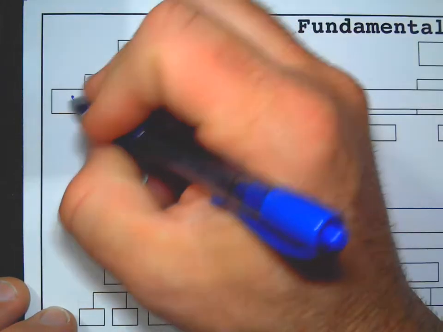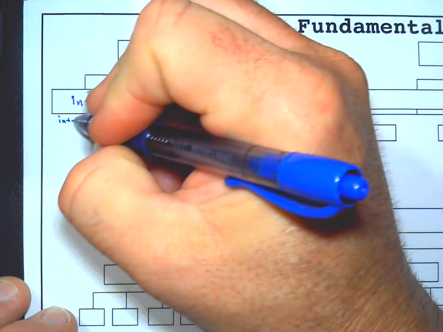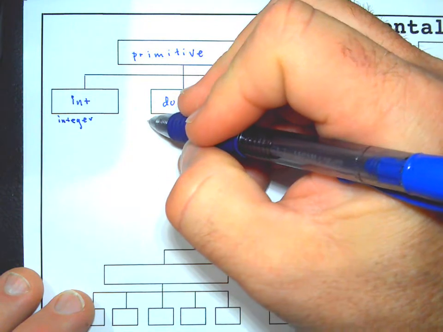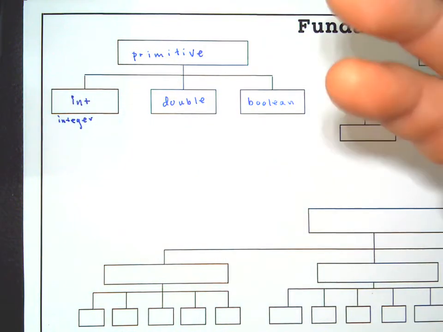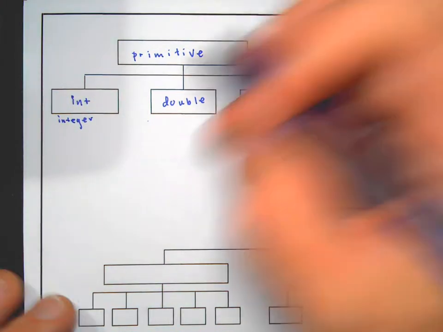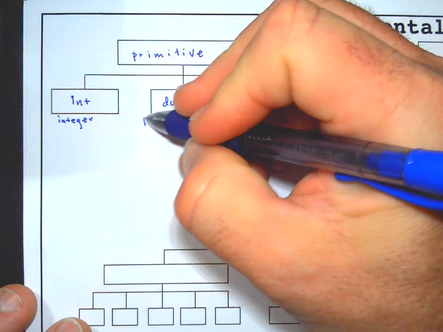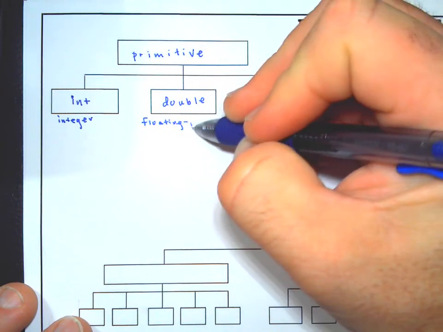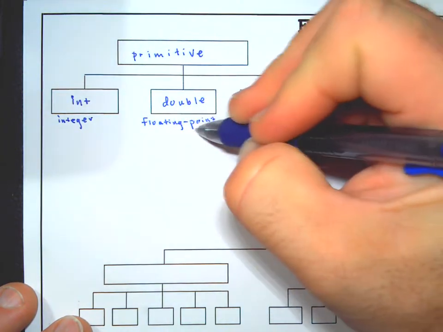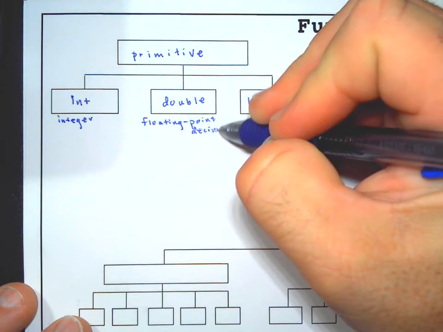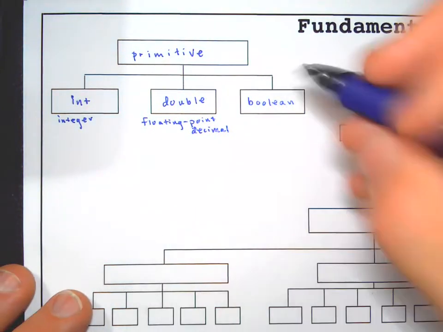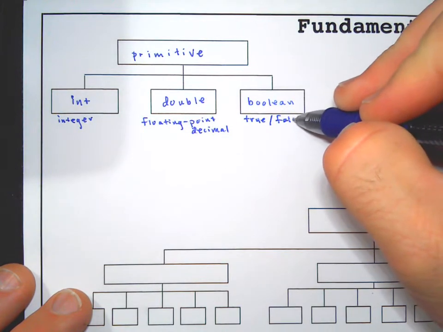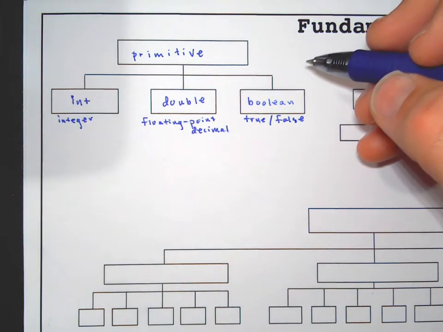Now, int is integer, but you have to type int. An integer is just a nice whole number: positive, negative, 0. Double is like a decimal, a floating point decimal. Okay. Boolean is true or false. That's all it can be, true or false.